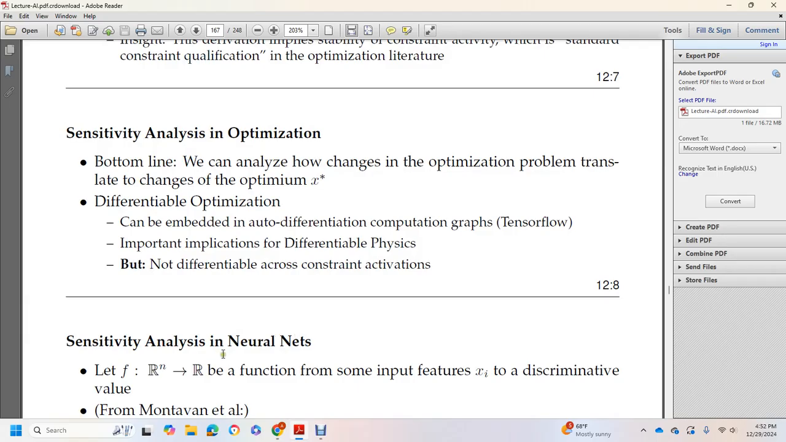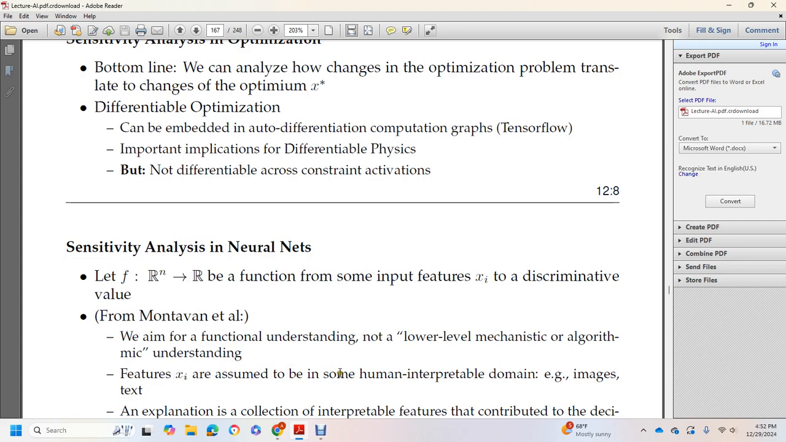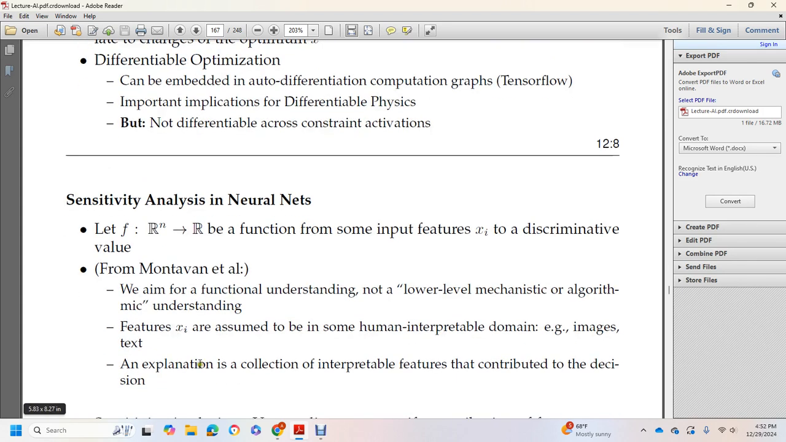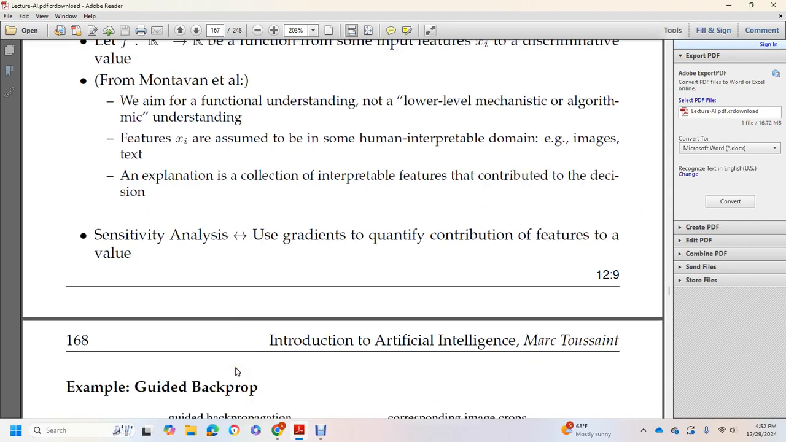Sensitivity analysis for neural nets. Consider a function of some input features for its discriminative value, with the goal of understanding the function, with lower-level mechanistic algorithm understanding. Features of X are assumed to be some human-interpretable domain, like an image or text, and the explanation a collection of interpretable features contributing to the decision. The sensitivity analysis result is the gradient, quantifying the contribution of features to the value.